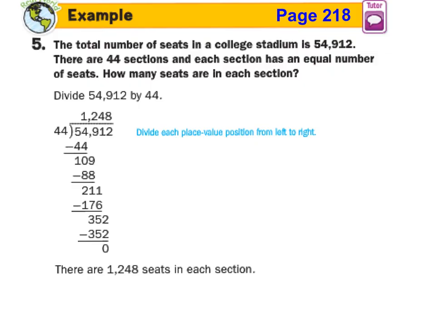So here they're talking about a college stadium has 54,912 seats, and there are 44 sections of seats, and each section has an equal number of seats. How many seats are in each section? So we're going to divide 54,912 by 44. So looking at this, 44 goes into 5 0 times. 44 goes into 54 once.